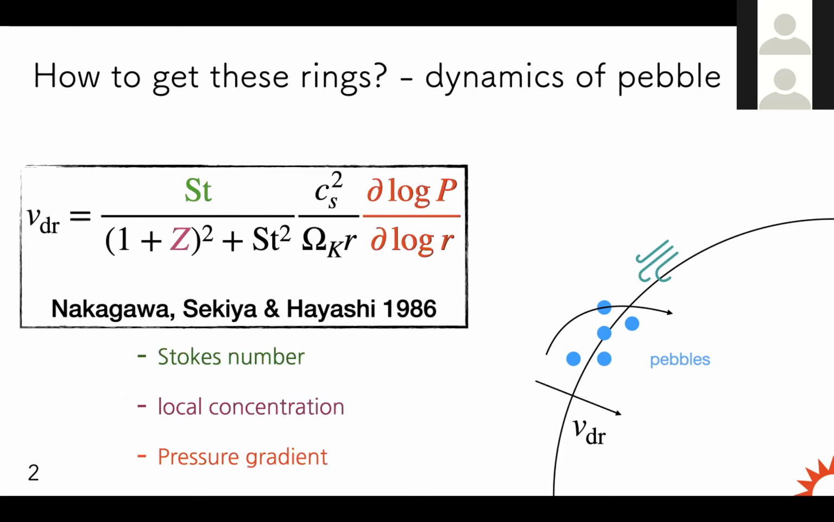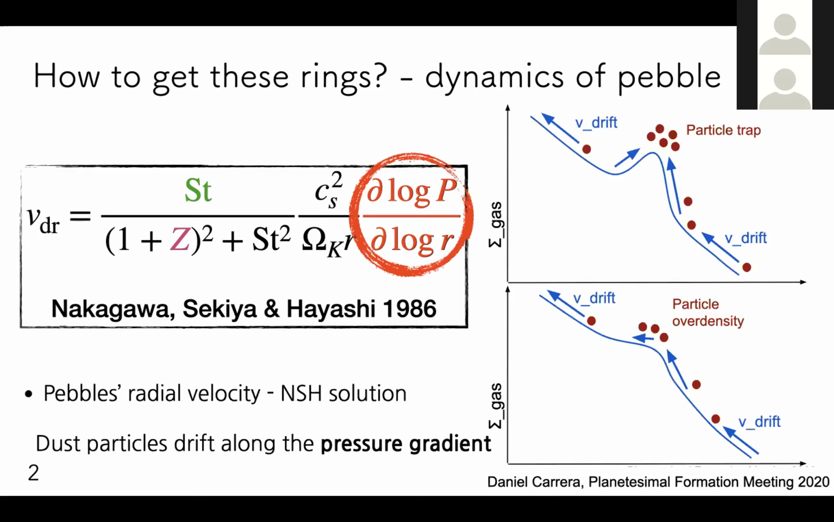The most important parameters here are, first, the Stokes number, which is the aerodynamic size of the particles, so bigger particles usually drift faster. Also the local concentration will influence the dynamics, which I will explain later. And what's most important is the pressure gradient, because as you can see here, it defines the sign of this equation. So the natural result is that pebbles follow the pressure gradient. As this nice picture shows, particles will be trapped when you have a pressure maximum in the protoplanetary disk.